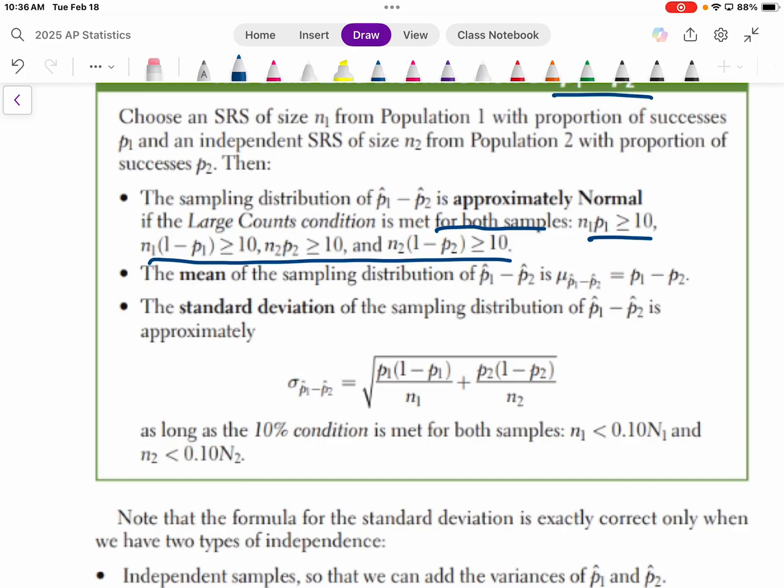How do we come up with the mean? Well, the mean of our P1 hat minus P2 hat is just subtracting the two original population proportions. How do we get the standard deviation? We take each of them individually, add them together inside of their fractions, and then square root it. And again, we can do that as long as both samples meet the 10% condition. I have an example for us to run through in a minute.